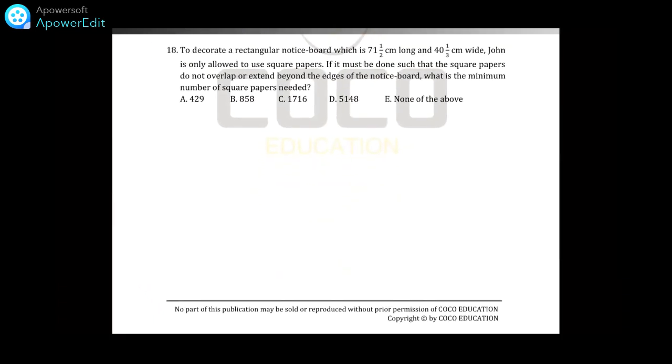Now, question 18. To cut the rectangle into small squares, it asks for the minimum number of square papers needed. The length is 71 and a half. The breadth is 40 and 1/3. Then let's find the ratio of the length and the breadth. 71 1/2 to 40 1/3.